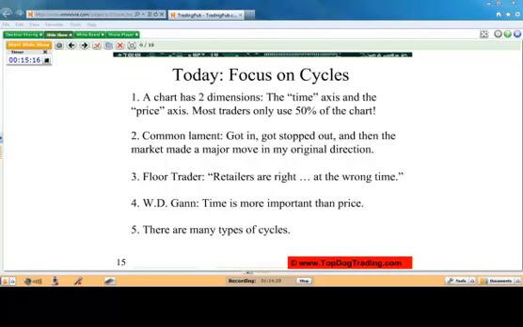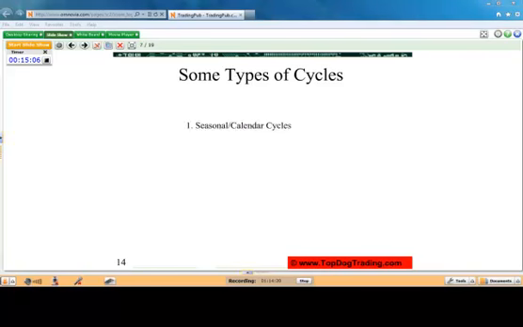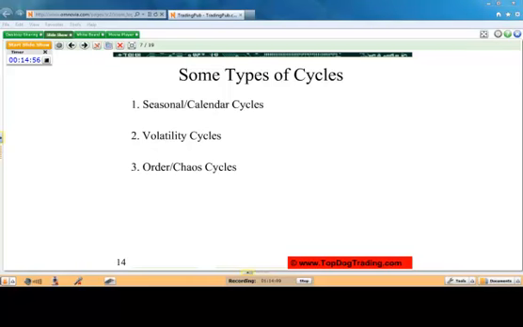So there are many types of cycles, and today I just want to give an overview of some of these different types of cycles that can be used in your trading. Let's start with a list. First of all, we'll talk about seasonal or calendar cycles. Then we'll talk a little bit about volatility cycles. And then one that's very interesting that I don't hear a lot of people talk about, which is the order-chaos cycle. That is very important. Then we've got coupling and uncoupling cycles. And finally, the up-down cycles that most people think of.